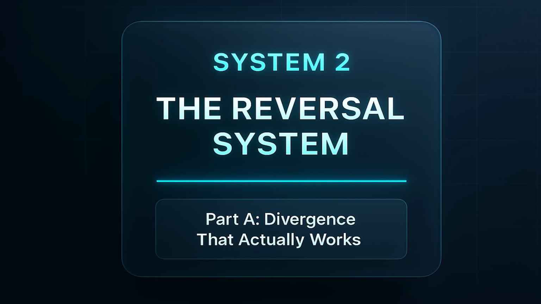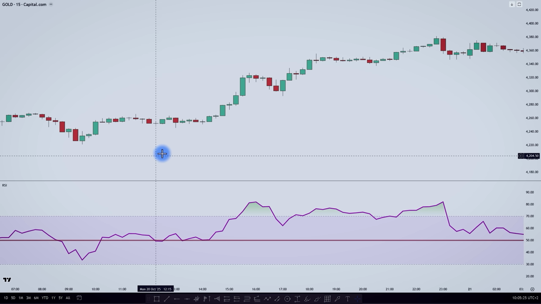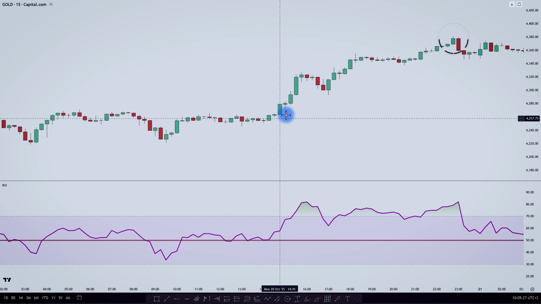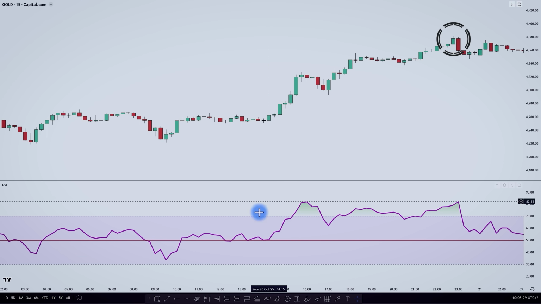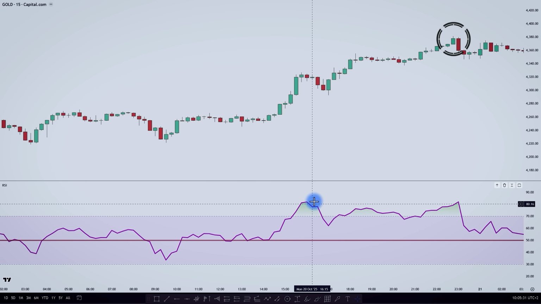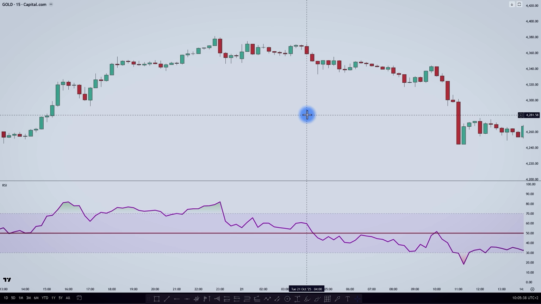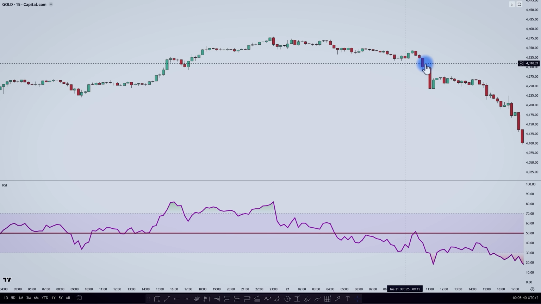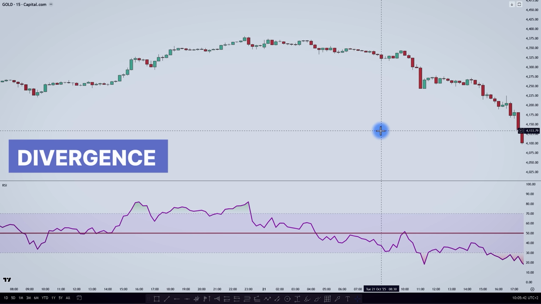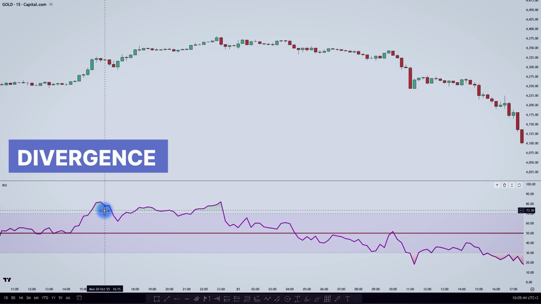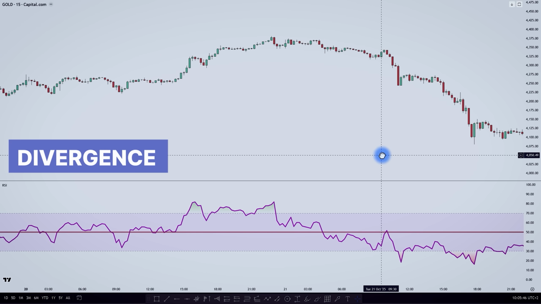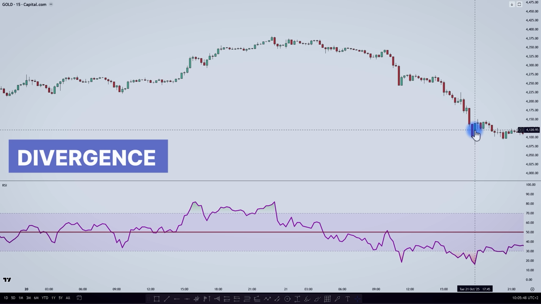Here's something that happens at every major market turn. So price makes a new high. Charts look bullish. But hidden in the RSI indicator is a warning signal that this move is about to completely reverse. You can't see it until you're already losing. This is divergence. And when you know how to spot it, you'll catch reversals that seem impossible to everyone else.